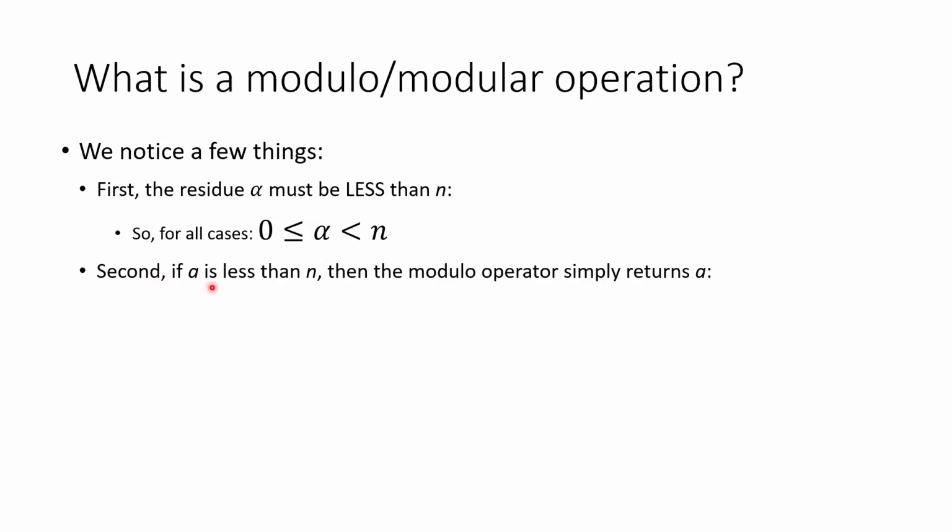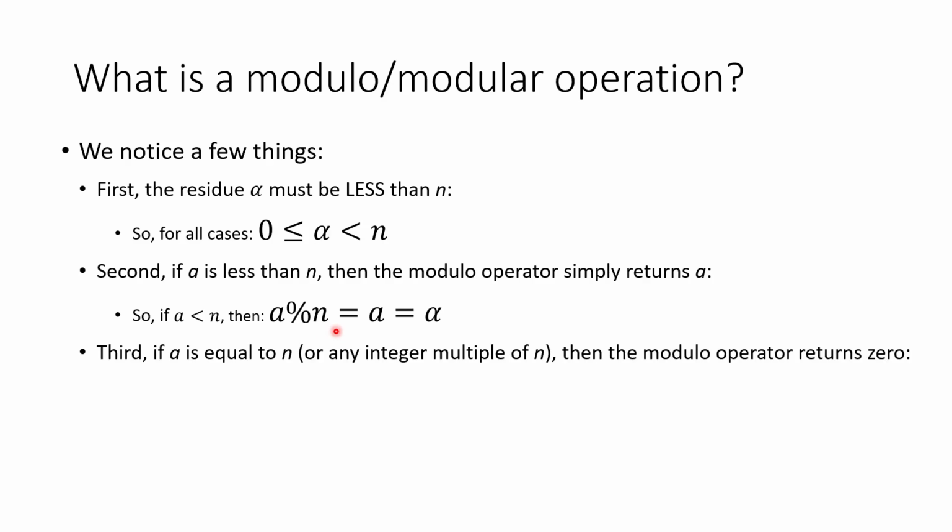And second, if a is less than n, then the modulo operator simply returns a. And what we mean by that is if a is less than n, then a modulo n is equal to just a, which is equal to just alpha, because it assumes that the i times n portion was 0, because if it wasn't 0, then it would be greater than n when we're adding any positive numbers to it.